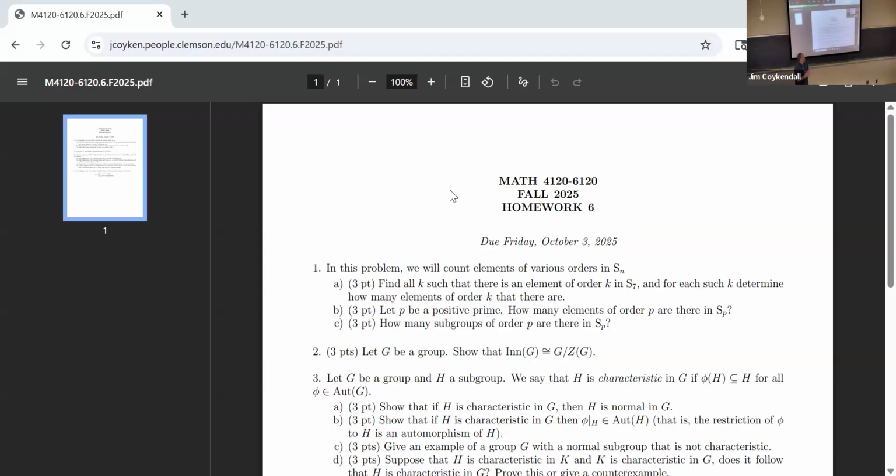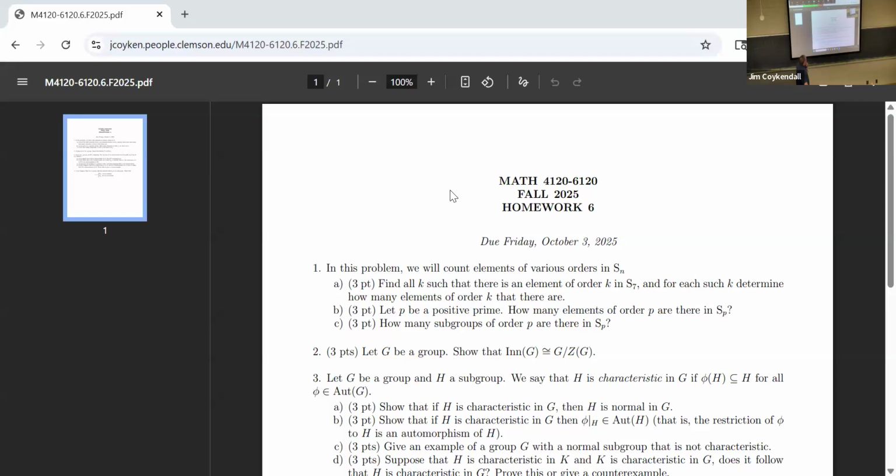Okay, let me say something about the next homework, because obviously you don't want me doing this while you're trying to take the test. So this will be due a week from Friday. The first one I think is kind of a fun one where we look at S_n, particularly in this case, S7 at the beginning. S7 has 7 factorial, 5,040 elements in it. What I want you to do is for every possible order of an element, tell me how many elements of that order there are. And of course, we should come up with 5,040 all total.